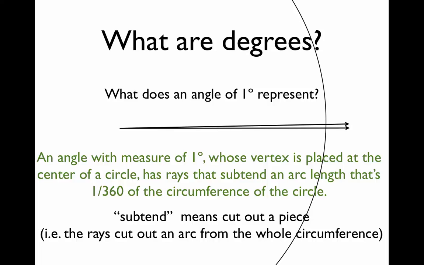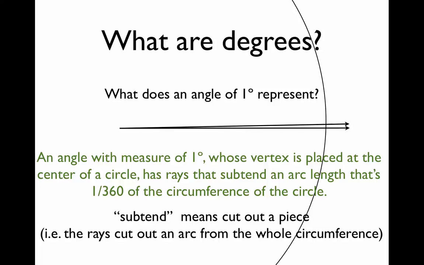Okay? So then, what about a 180-degree angle? Aiden, what would a 180-degree angle mean? Its rays subtend an arc length of 1/2 of the circumference. Yeah, so the rays cut off 1/2 of the circle's circumference, and that's called a straight angle. Okay. So that's what degrees are about.